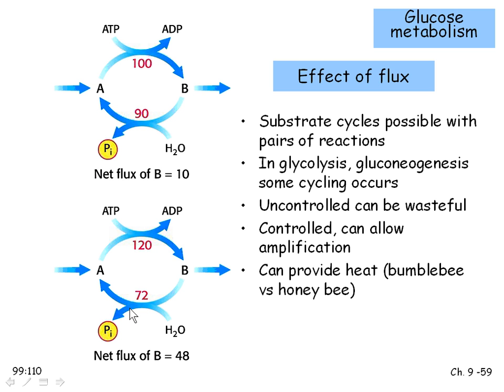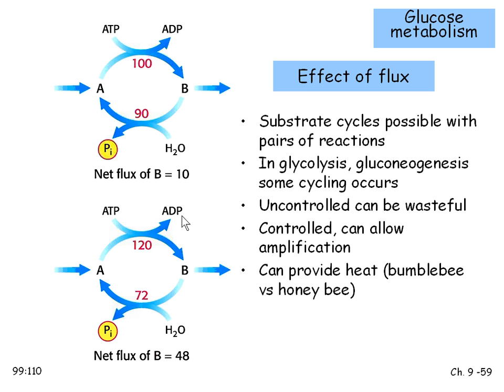There is some cycling in this cell. I mean, it's not an all or nothing thing. It's not that glycolysis is on and gluconeogenesis is off. There is some cycling that's going on. But you don't want an inordinate amount of it. You want a regulated or controlled amount of it.